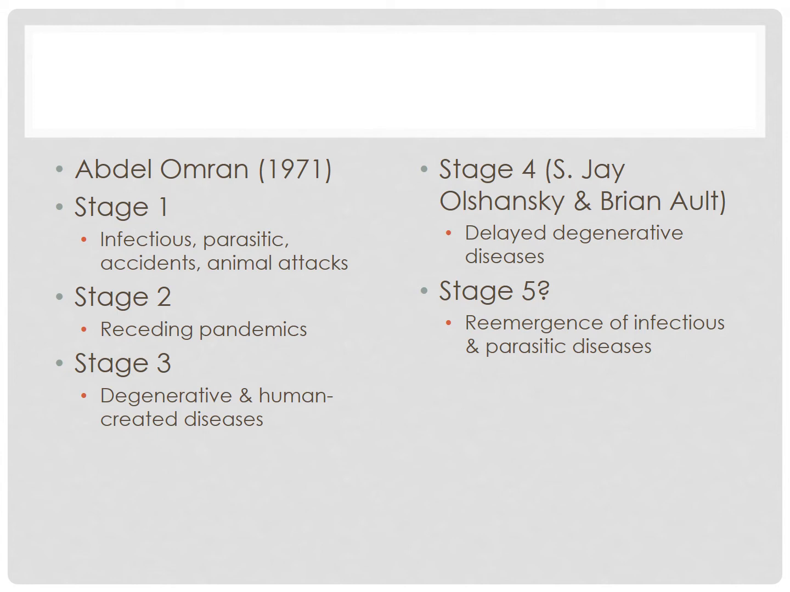And then finally, stage 5 is going to be the re-emergence of infectious and parasitic diseases. All right, so the death rate ticks back up in stage 5. Good examples of stage 5 diseases are going to be things like AIDS, malaria, tuberculosis, H1N1, the flu, re-emerging in areas that might have already passed that. So let's take a look at some examples.